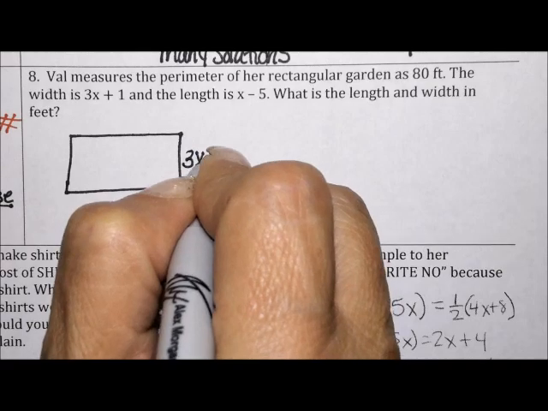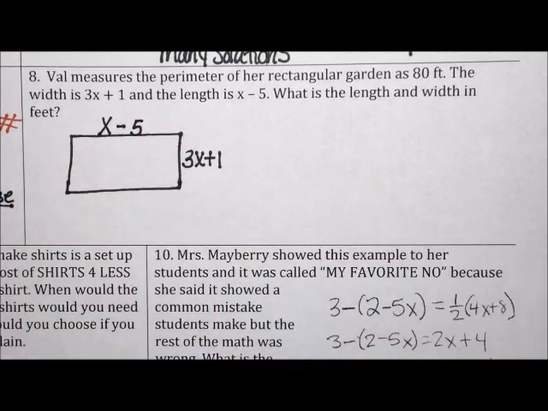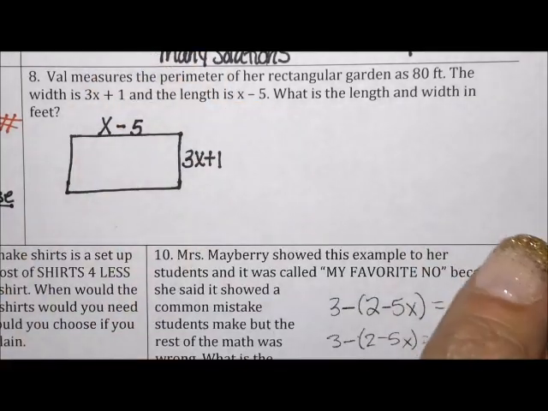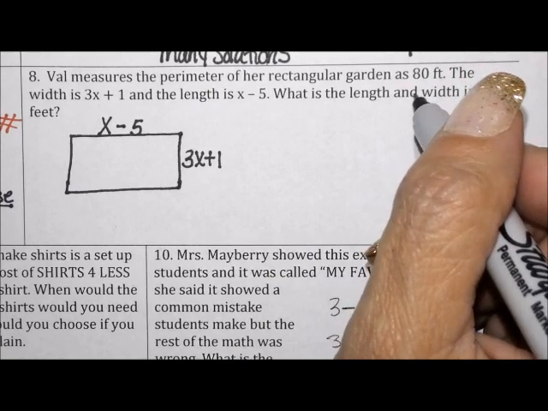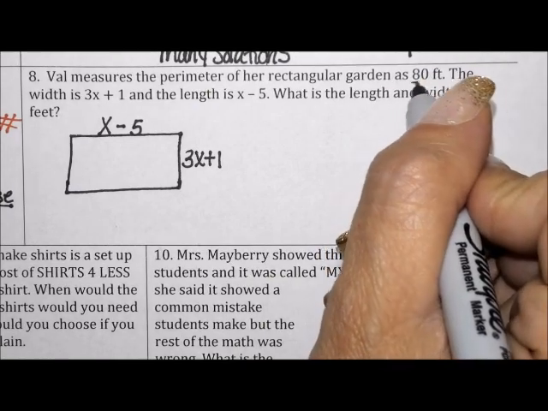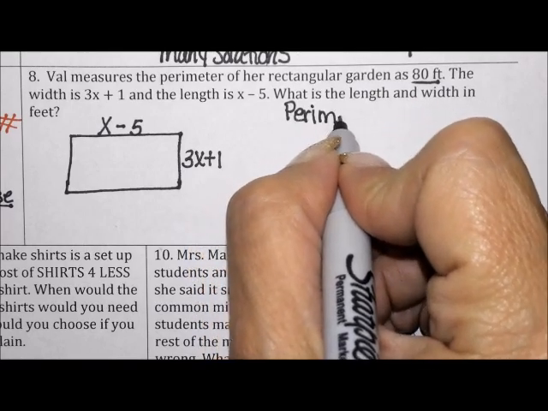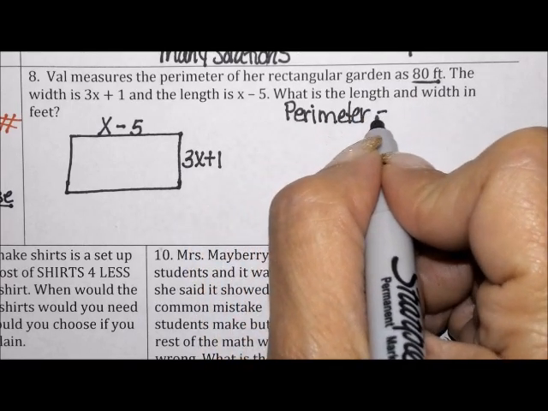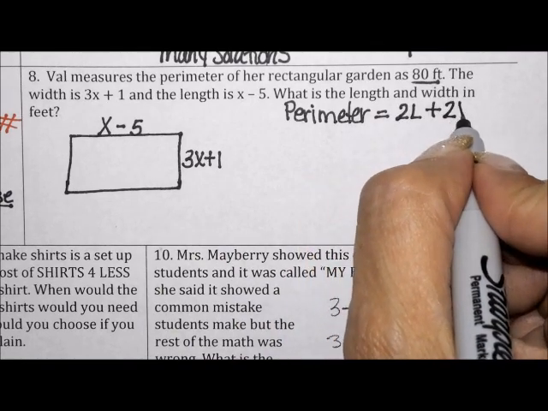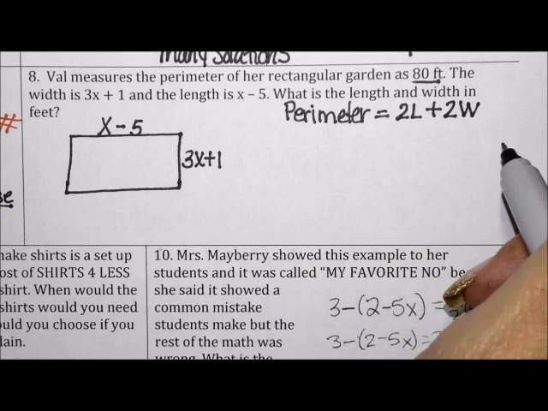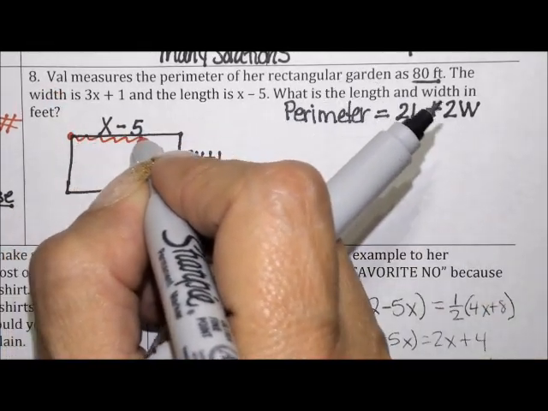I think I probably drew the rectangular garden backwards. And a length of x minus 5. I think it's probably meant to go the other way. Okay, so what is the length and the width? I know that the perimeter is 80. Remember, perimeter equals twice the length plus twice the width. Or, if that's a hard formula for you to remember, just remember you start on a corner and you walk.